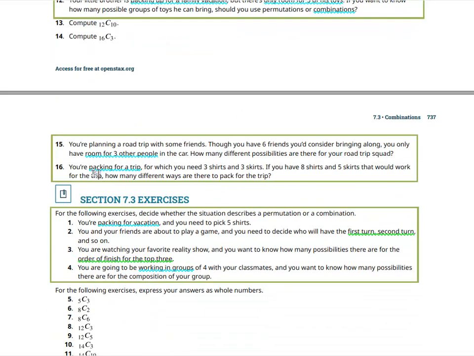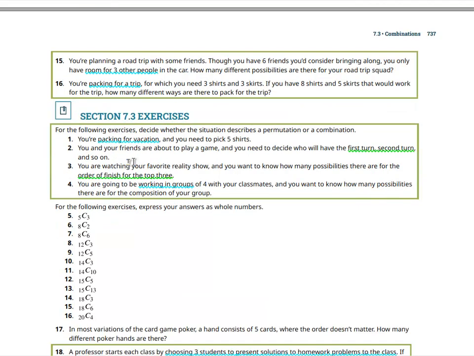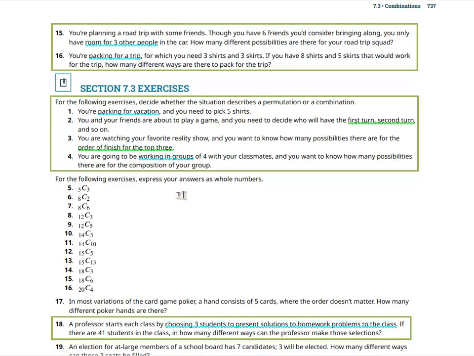But other than that, whenever you're planning for a trip, it really doesn't matter in which permutation you have them, in which order you have them. Same, we had this one here with the friends earlier. There's another packing for a vacation. And then here we're back to first turn, second and third turn, and so on. So that's a permutation. Top 3 for the finish, permutation.